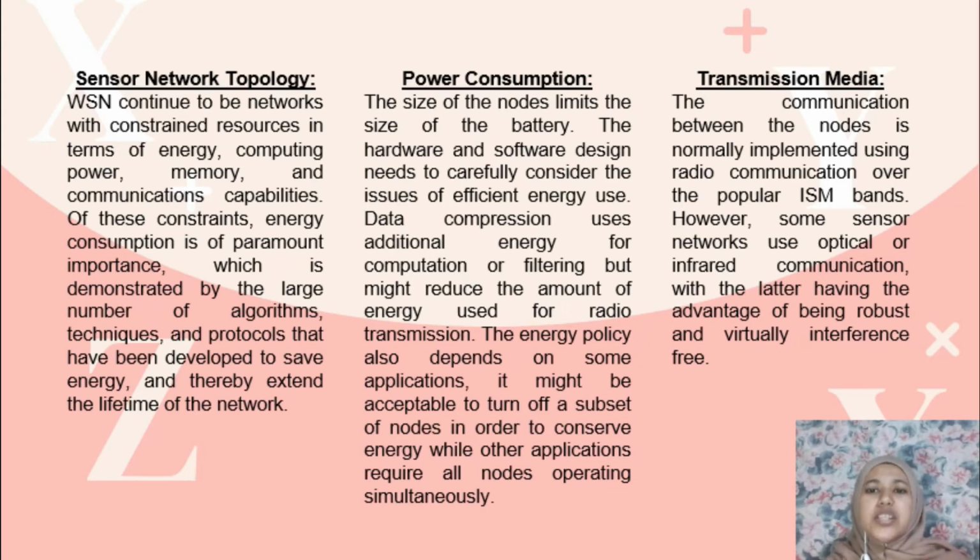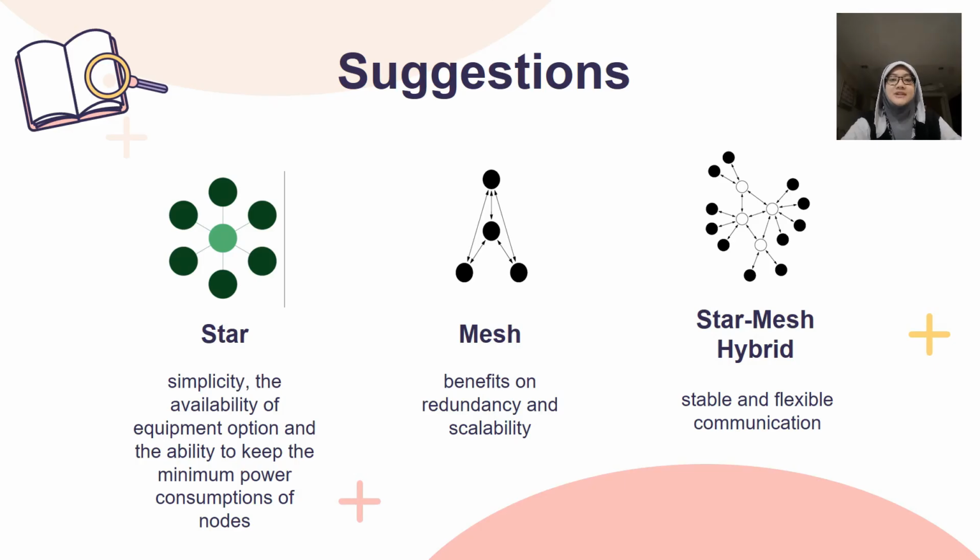The communication between the nodes is normally implemented using radio communication over the popular ISM bands. However, some sensor networks use optical or infrared communication, with the latter having the advantage of being robust and virtually interference-free.